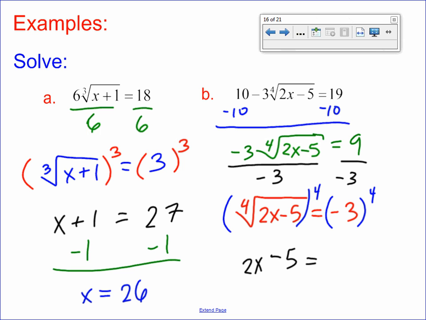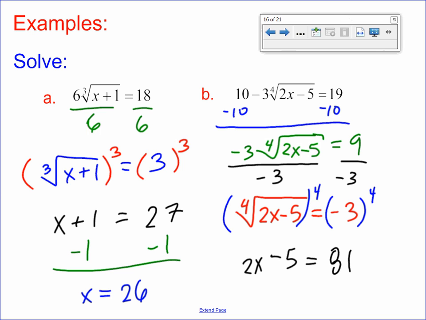Meanwhile, on the right-hand side, we're doing negative 3 times itself 4 times. So negative 3 times negative 3 times negative 3 times negative 3. That's going to be a positive, and then 3 to the 4th. That's on your sheet. What's 3 to the 4th? 81, thank you.